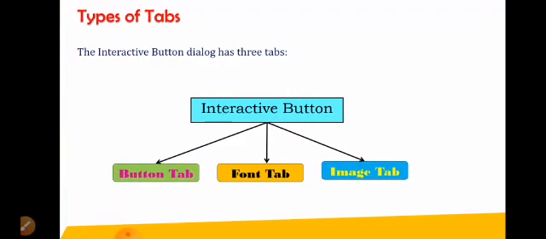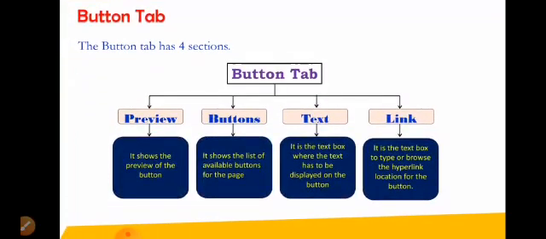This is the types of tab. The interactive button dialog box has 3 tabs, that is button tab, font tab, image tab. What are the 3 tabs, children? Button tab, font tab and image tab. First one, button tab.